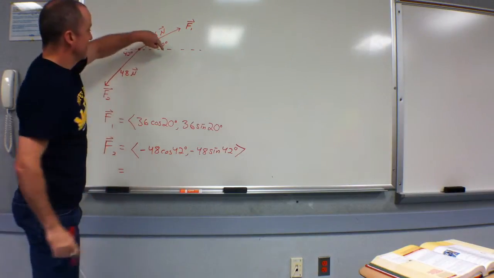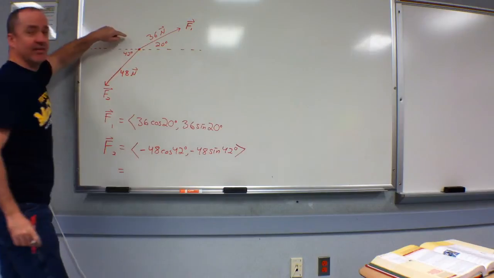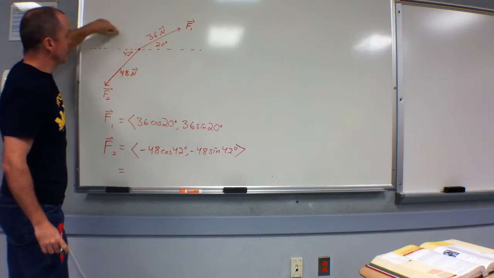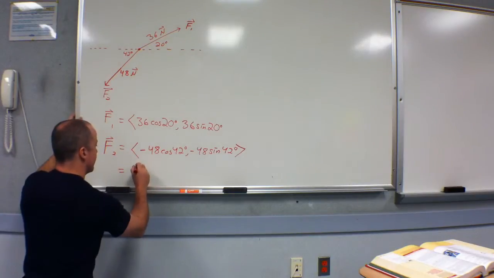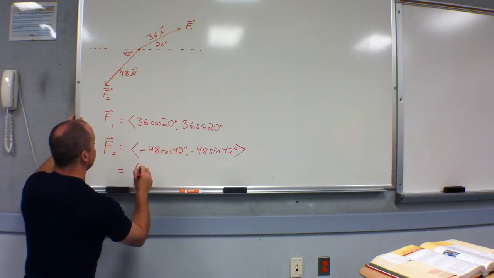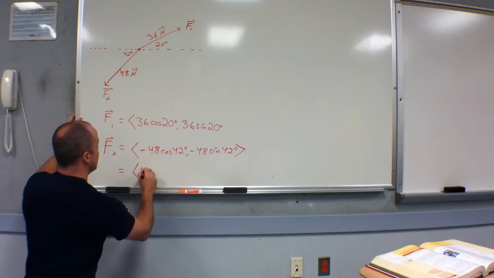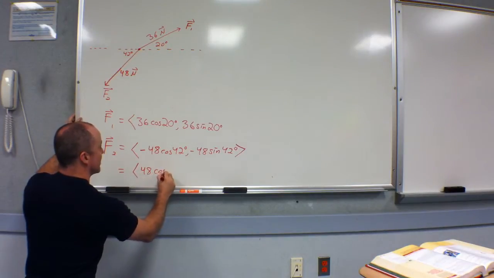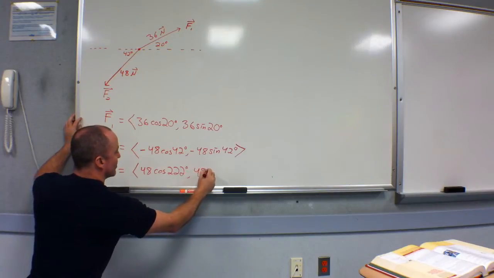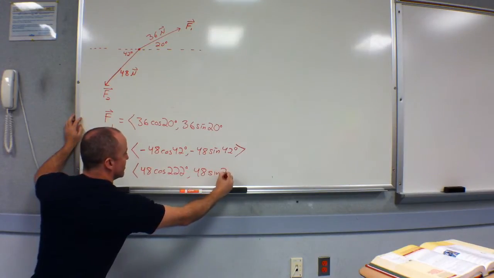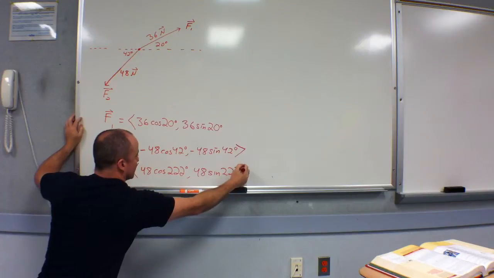Or we can change it from a reference angle to a standard angle. Would you add them, or? In a moment we'll add the components. But 180 degrees plus 42 would get me 222 degrees. Oh, so you always add? Yeah, you would always add. Hold that thought a sec. We can use positive 48 cosine 222 degrees, positive 48 sine 222 degrees as well.